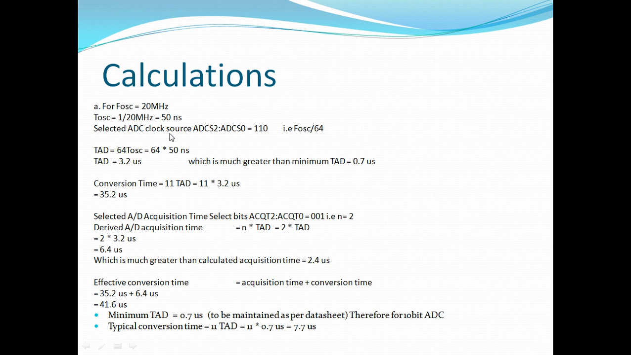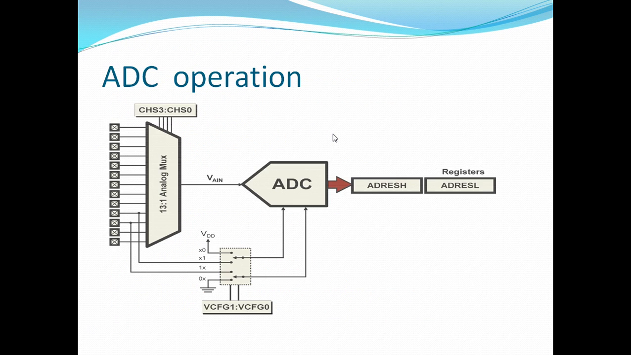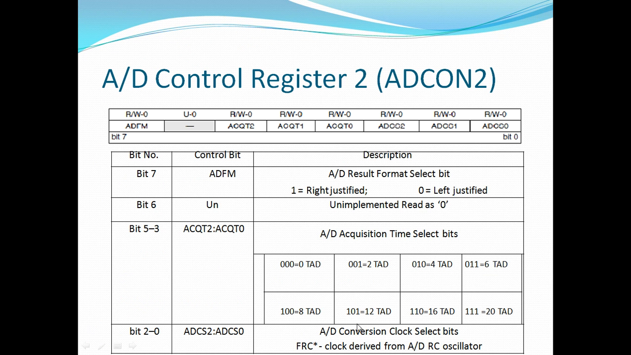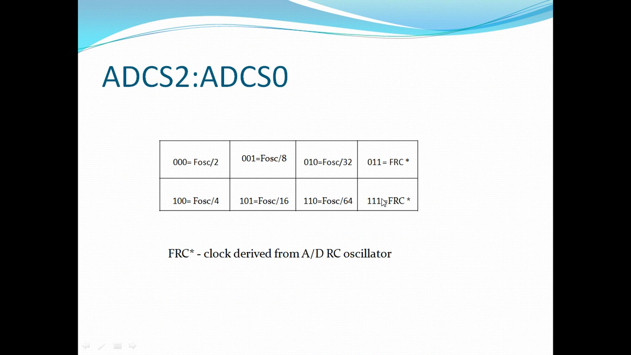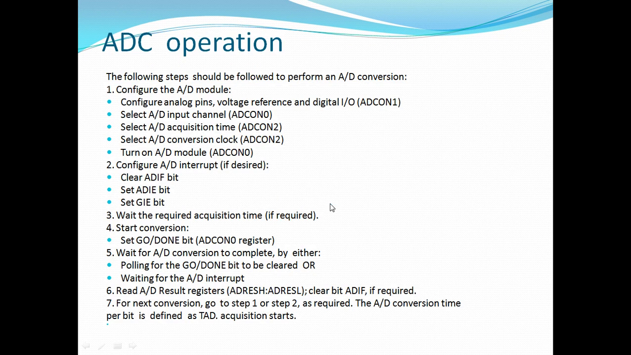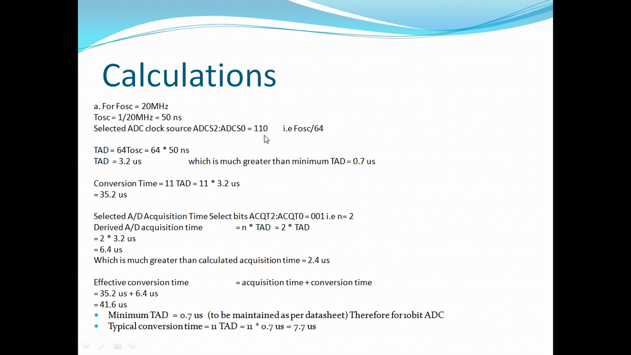So these are some calculations that we will see. For a 20 megahertz crystal, 20 megahertz is converted into time, 50 nanosecond is the time. For the ADC clock source, if we select FOSC by 64 by putting this into the ADC conversion clock bits, here you can see 110 is written. For these bits FOSC by 64 is selected, so 110 is written. So ADC conversion time is 64 into TOSC, so the total time is 3.2 microsecond.